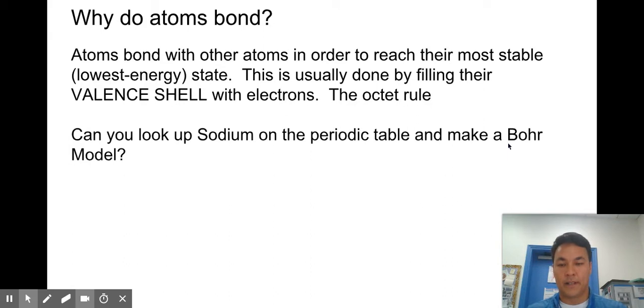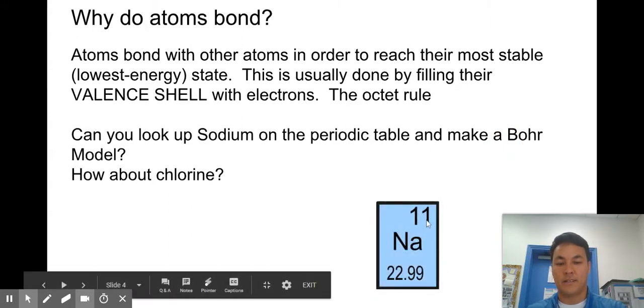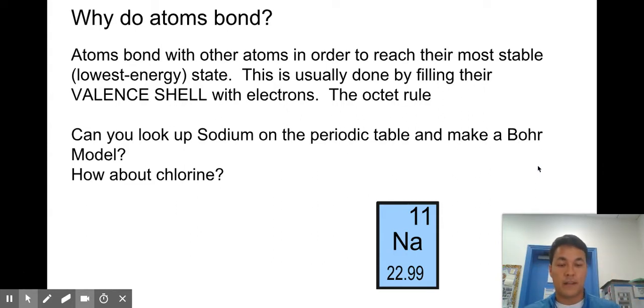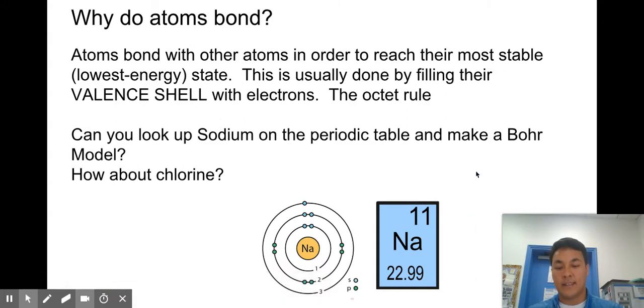So look up sodium on the periodic table and make a Bohr model. And try the same with chlorine. All right, if you look them up, you saw that sodium has 11 protons. It's in the 3rd period, by that I mean the 3rd row. So that means it's going to have 3 energy levels. The first energy level only holds 2 electrons. The second energy level can hold up to 8. So if we look at sodium there, you can see the 8 in the 2nd level. And the 3rd holds 1 because 2 plus 8 is 10, and in the 3rd level, we have that 1 leftover one. Now it's going to need 7 more to fill that outer level.